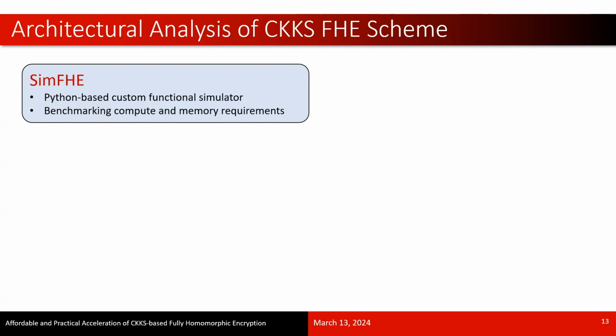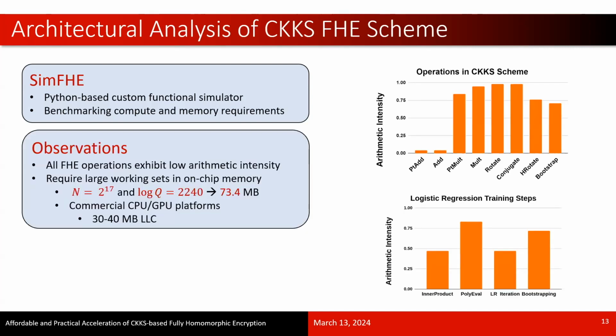Analysis using SimFHE reveals that all fully homomorphic encryption operations in the CKKS scheme exhibit a low arithmetic intensity, less than 1 operation per byte. An end-to-end application, which is built using these primitive operations, also exhibits a low arithmetic intensity. Our second observation is that at any given point of time, we need to maintain large working sets in on-chip memory to avoid frequent main memory accesses.